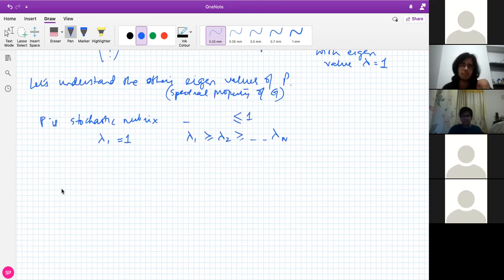Now, what can we say about the eigenvectors? So we know that V1 is actually U, the uniform distribution over all the elements, right? So this we know. And we know one more thing, that for all these Vi where i is greater than or equal to 2, I mean all the other vectors, the elements in Vi should sum up to 0. Okay.